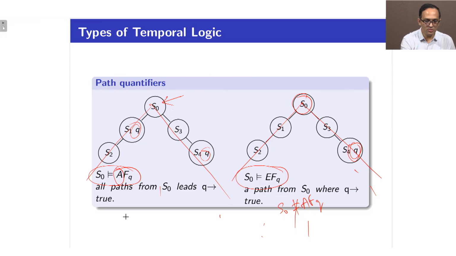So, if AFQ holds, then it also satisfies EFQ, because in all paths it is happening, that means in one path it is also going to happen. So, EFQ also holds. But if EFQ holds, it does not mean AFQ holds. Okay. So, we will learn in more detail about this temporal logic, both CTL and LTL. Today I just gave you a glimpse of the temporal logic.